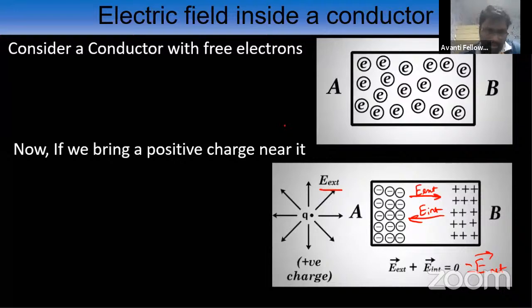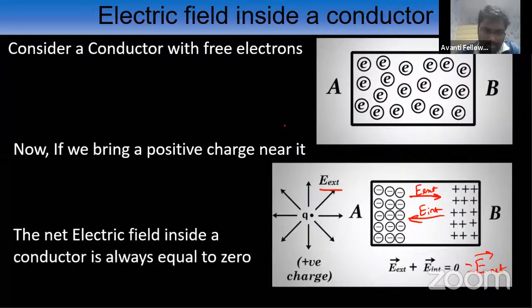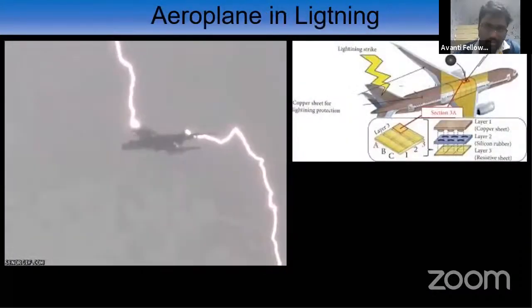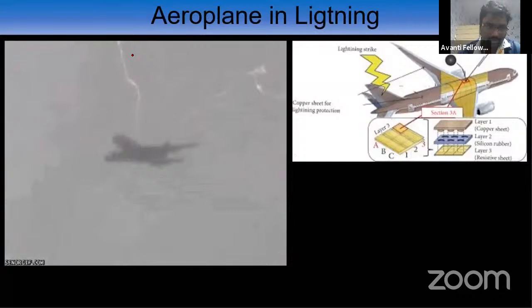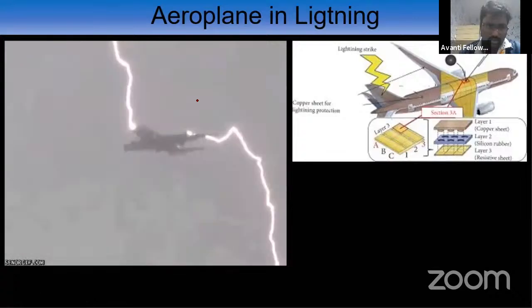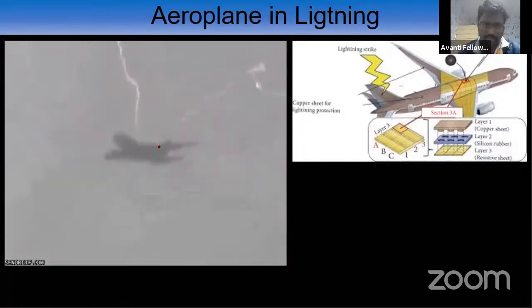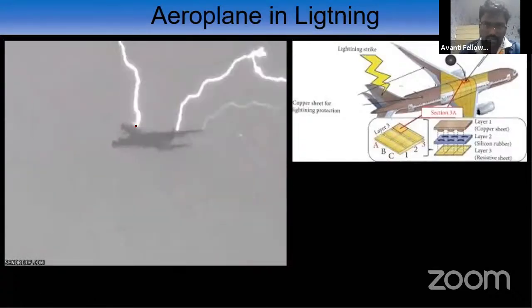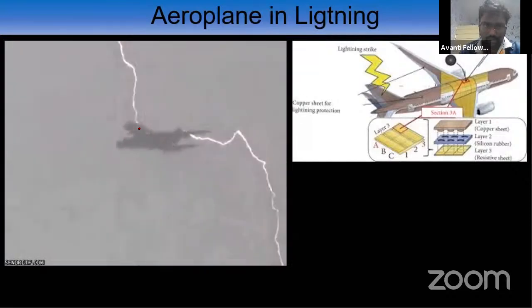Now, so my net electric field is 0. Can you explain why we don't get electrocuted in a plane? You could see in the image on the left side, there is an aeroplane which is moving with some speed and lightning is striking it. But what's happening?